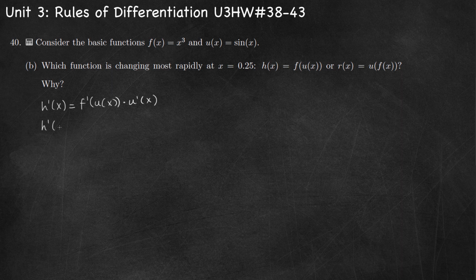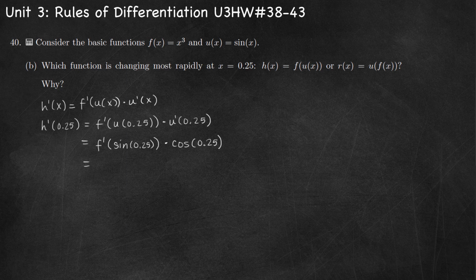So f prime of u of x times u prime of x. And then at x equals 0.25, h prime equals f prime of u of 0.25 times u prime of 0.25. And using our calculator, well, first let's write that out in function form. So it's f prime of, and then u of 0.25 is going to be sine of 0.25 times u prime of 0.25, and u prime of x is cosine x, so this will be cosine of 0.25.